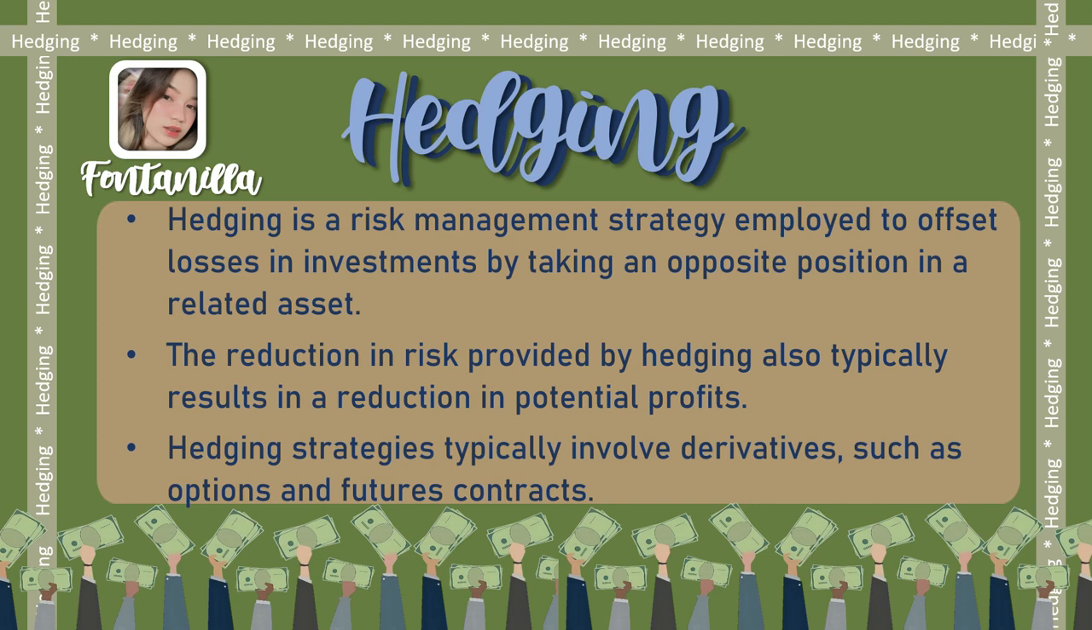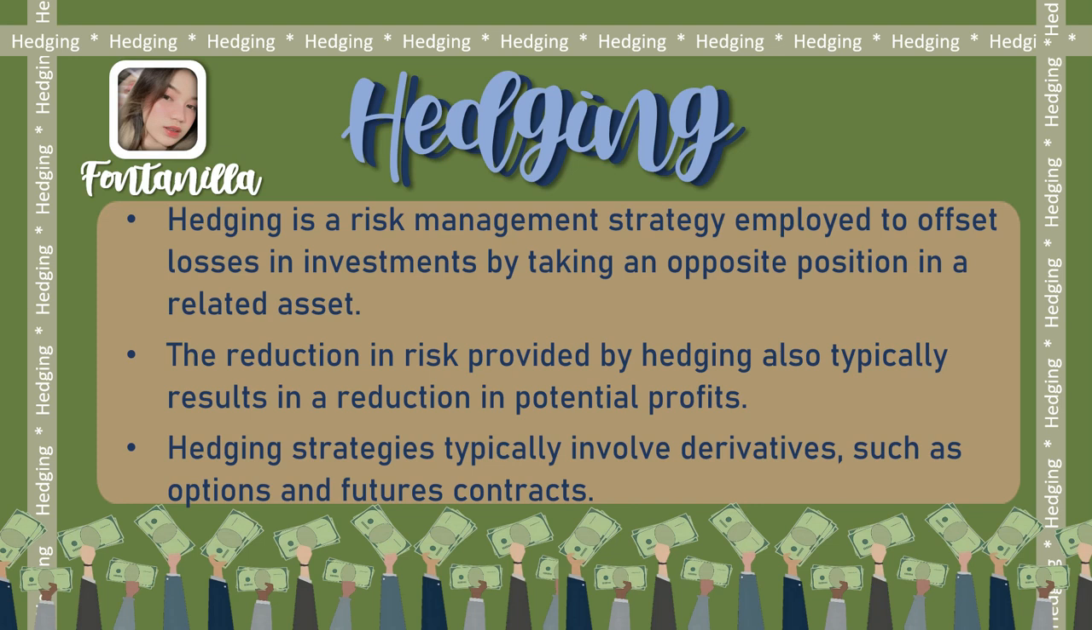This doesn't prevent all negative events from happening. Hedging is a risk management strategy employed to offset losses in investment by taking an opposite position in a related asset. The reduction in risk provided by hedging also typically results in a reduction in potential profits. When we hedge an investment, we reduce or eliminate certain risks that could negatively impact our holdings, including but not limited to stock market crashes as a whole.